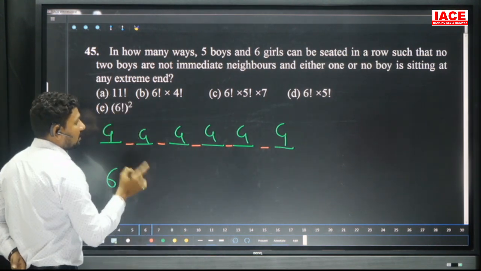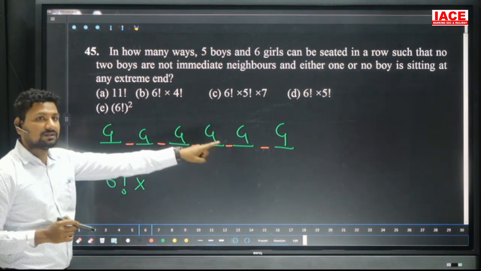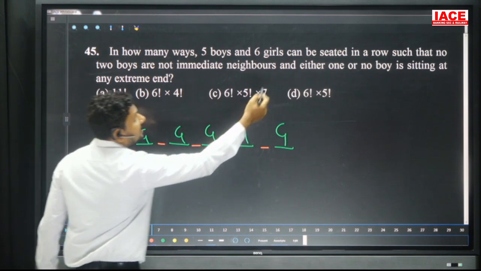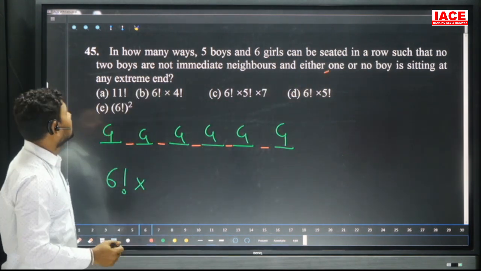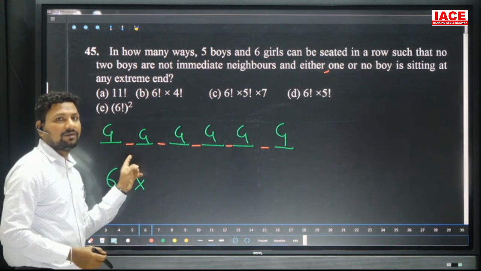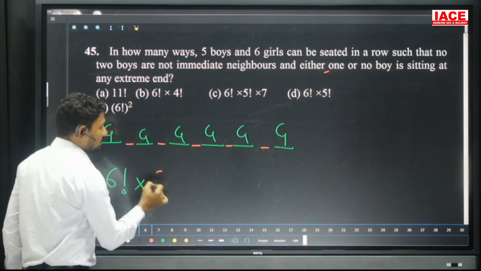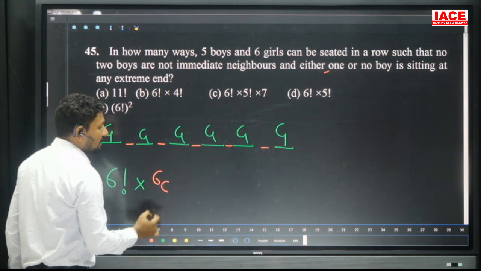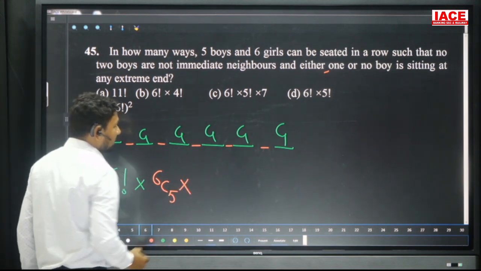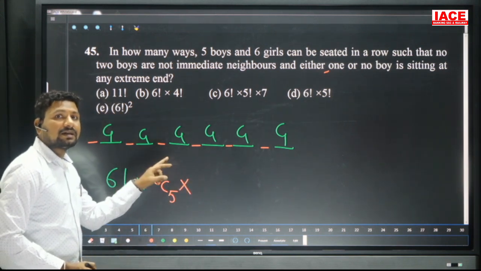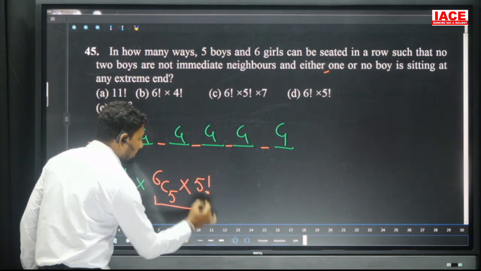Now, either one boy will be first or one boy will be last. It is clearly mentioned that either one or no boy is sitting at an extreme end. So how many places will be available? 1 2 3 4 5 6. Out of 6 places, they will use any 5 places. Next, the 5 boys also shuffle among themselves, that's why we are writing 5 factorial.